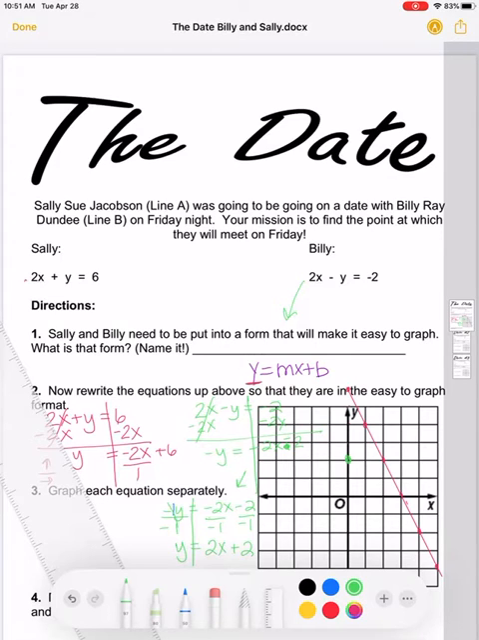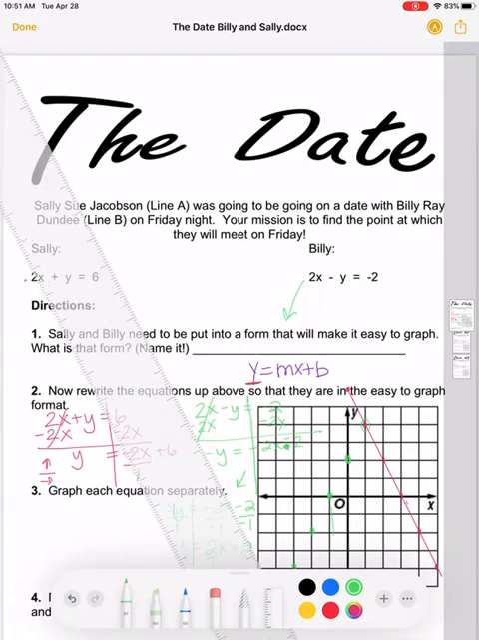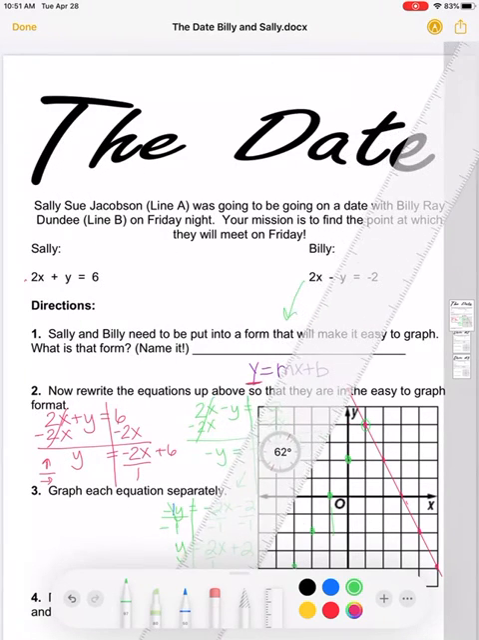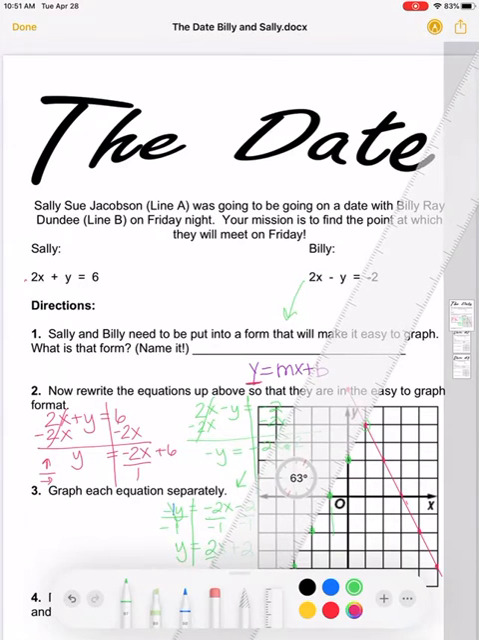This guy, unlike Sally, is a positive 2 over 1. So you're going to go up 2 over 1. Can't go up anymore on my graph, so I'm going to go back 2, or down 2, back 1, excuse me. Down 2, back 1, down 2, back 1. Pull that ruler back.